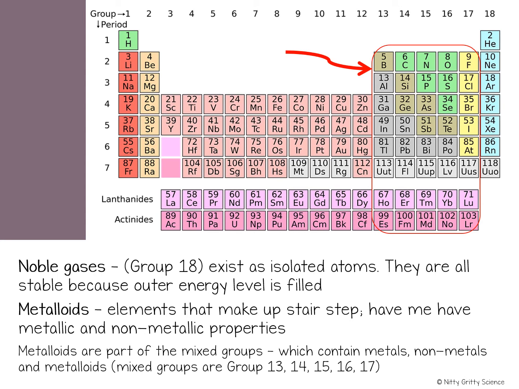Now remember metalloids. These are the elements in the periodic table that are located along the stairstep line. The mixed groups 13, 14, 15, 16, and 17 contain metals, nonmetals, and metalloids. Metalloids can form ionic and covalent bonds with other elements and can have metallic and nonmetallic properties. Some metalloids can conduct electricity better than most nonmetals, but not as well as some metals, giving them the name semiconductors.